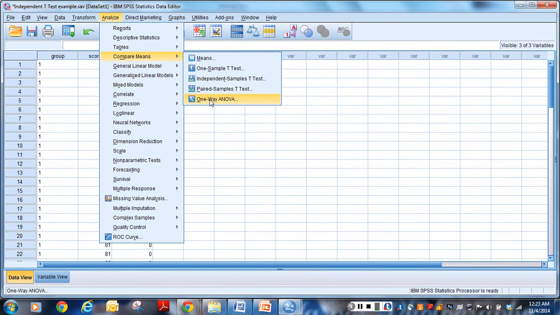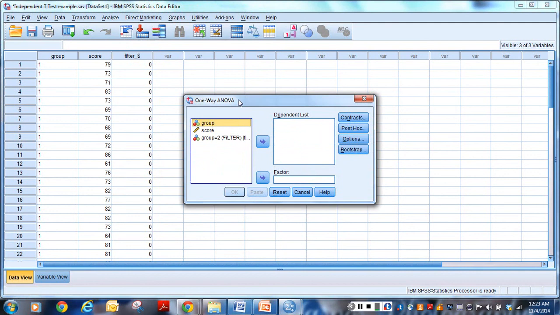So I'm going to go ahead and click on one-way ANOVA, and I'm going to move the continuous variable that we want to analyze. So score is what we want to analyze. We're going to move that to the dependent list window, and we want to move the categorical variable into the factor window. Now remember, choose group. This is for all the cases. We don't want to choose the one that's filtered out. So choose group here, and that's going to be our factor.